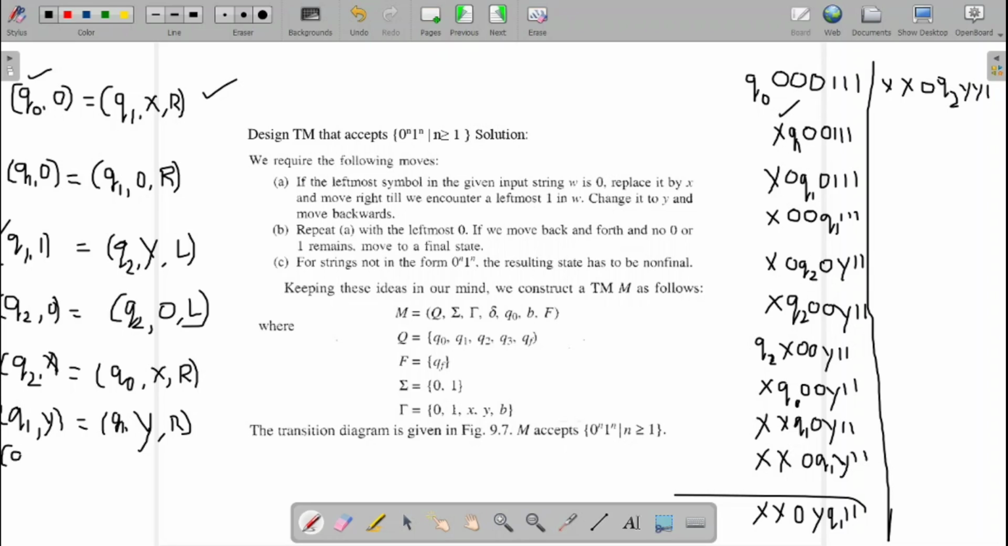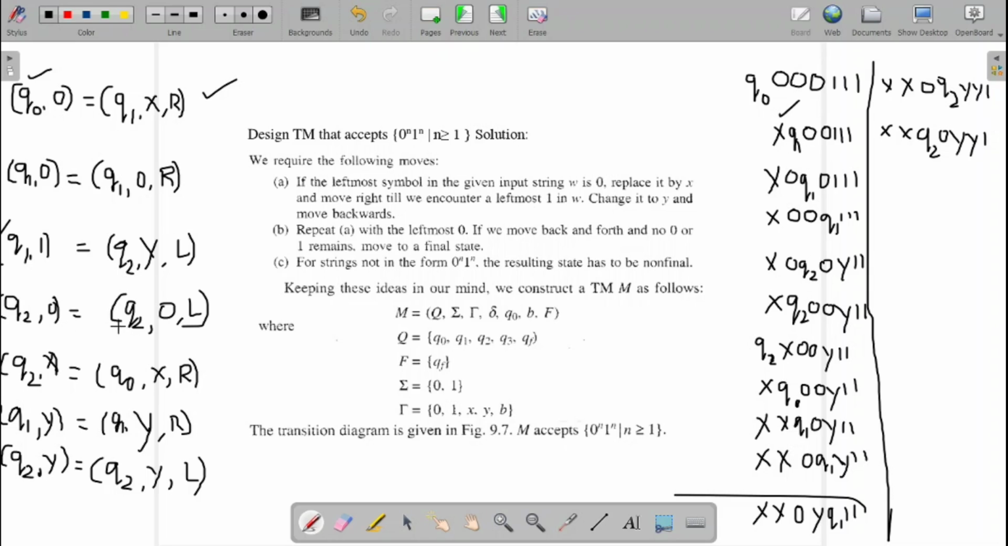So Q2 on Y, I need to go back. How to go back? Q2 as it is, Y as it is, and I need to make the left movement over there. So now what happens? X, X, Q2, 0, Y, Y, and the 1.